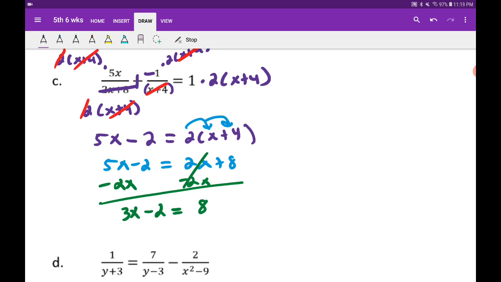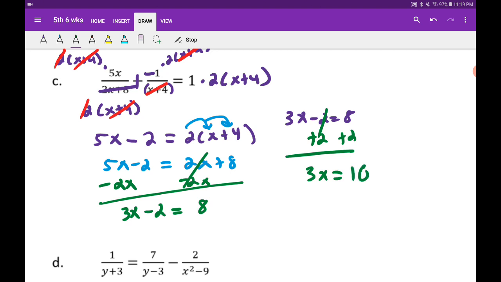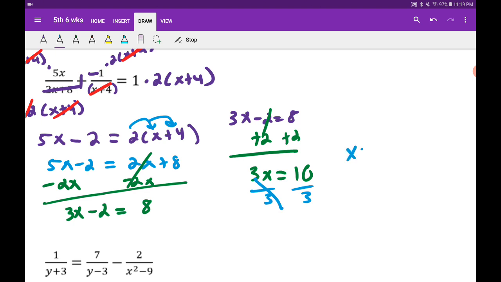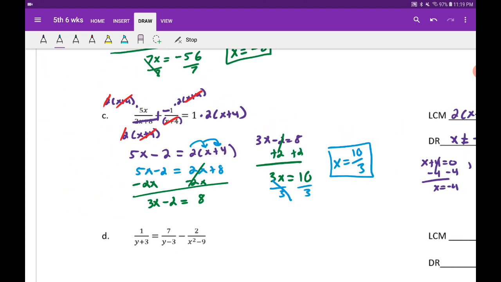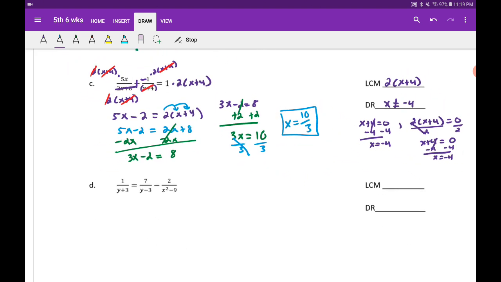All right, and then taking that 3x minus 2 equals 8, I'm going to add 2 to both sides. So we get 3x equals 10. Then divide by 3. And we get x equals 10 thirds. All right, so there's that solution there.